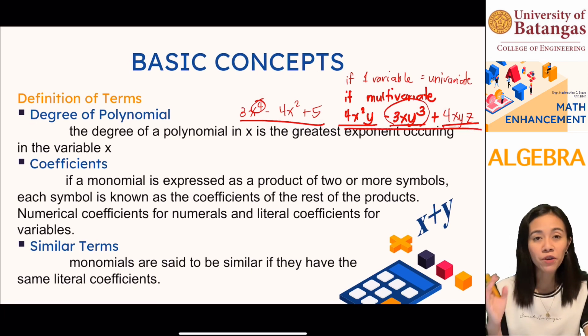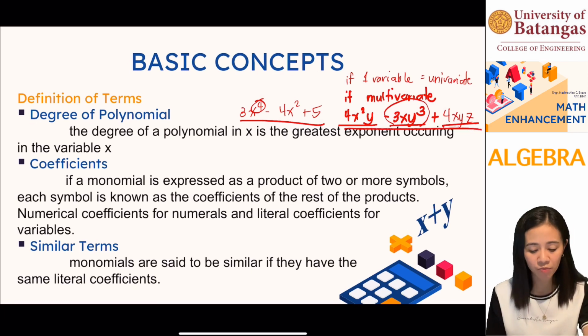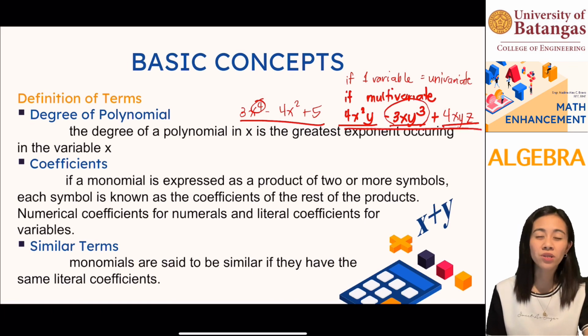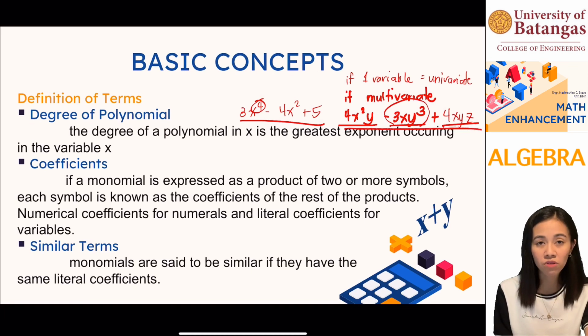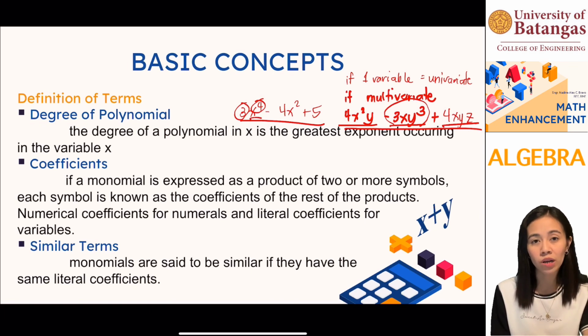Okay? Coefficients. So, if a monomial is expressed as a product of two or more symbols, each symbol is known as the coefficients of the rest of the products. Okay? So, coefficients can be classified as either numerical coefficients for the numbers or for the numerals, and then literal coefficients ang tawag natin for the variables. So, in the term 3x to the 4th, 3 is considered your numerical coefficient, and then x to the 4th is your literal coefficient.